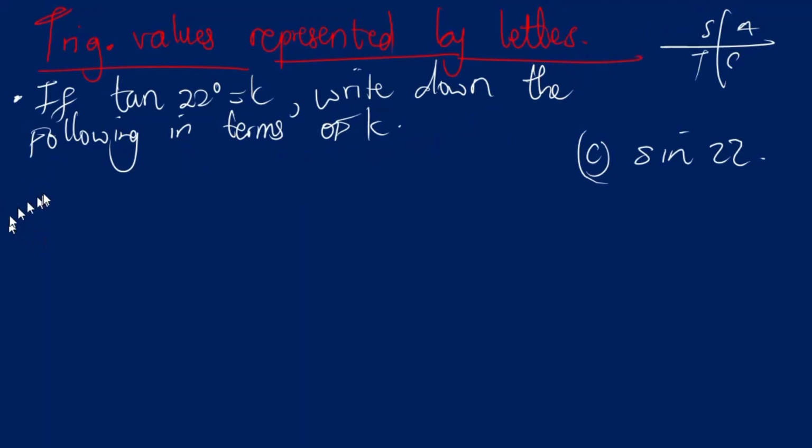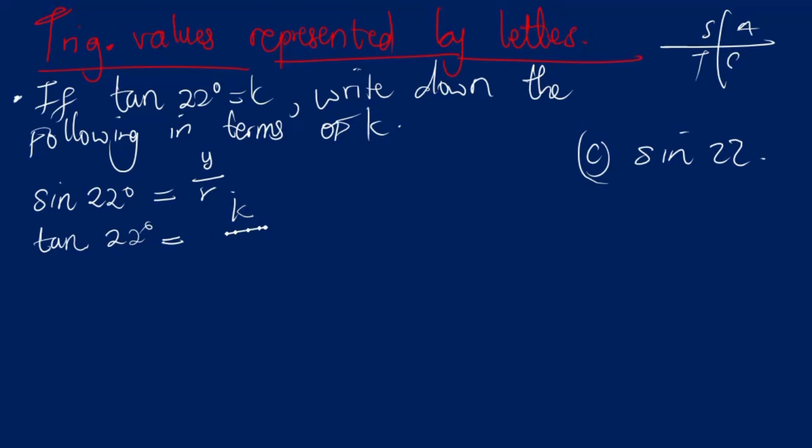So here's what we know. We know that the sine of 22 degrees compares y over r. Perfect. But we already know that the tangent of 22 degrees in this question is equal to k. What is k as a fraction? It's k over 1. So this one is the y, and this k is the x.